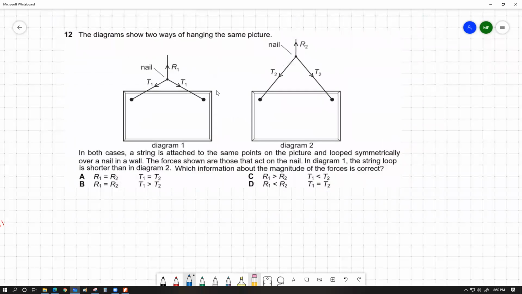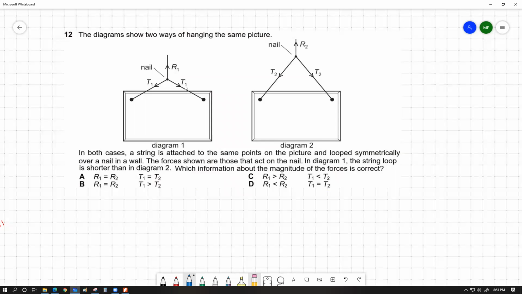The question says the diagrams show two ways of hanging the same picture. So we have the same picture, important information. We have the same picture hanged in two different ways. So it says in both cases the string is attached to the same points on the picture and looped symmetrically over a nail in a wall.